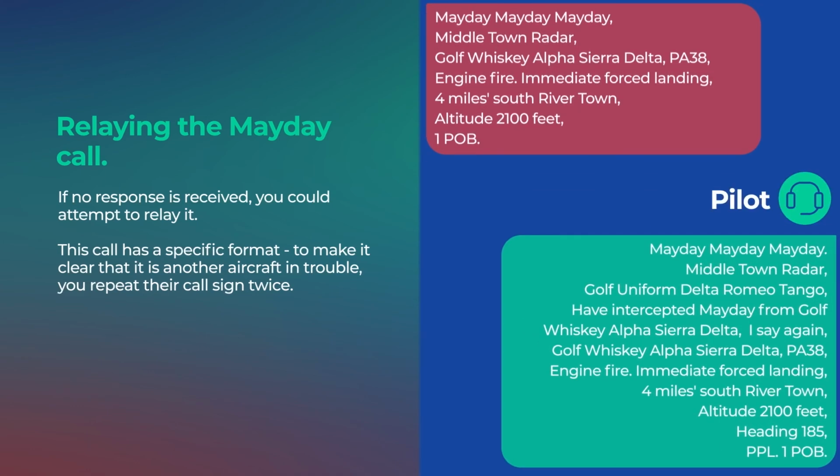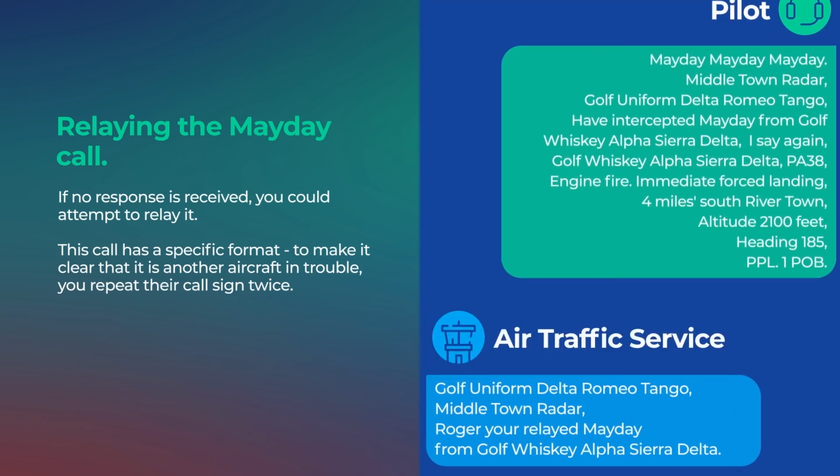Mayday, Mayday, Mayday, Middletown Radar, Golf Uniform Delta Romeo Tango, have intercepted Mayday from Golf Whiskey Alpha Sierra Delta. I say again, Golf Whiskey Alpha Sierra Delta, PA38, engine fire. Immediate forced landing, 4 miles south Rivertown, altitude 2,100 feet, heading 185, PPL, 1 POB. Golf Uniform Delta Romeo Tango, Middletown Radar, Roger, your relayed Mayday from Golf Whiskey Alpha Sierra Delta.